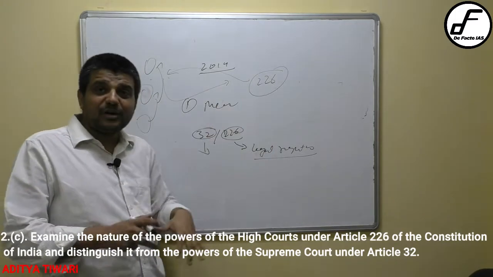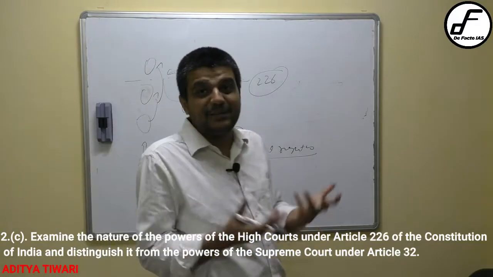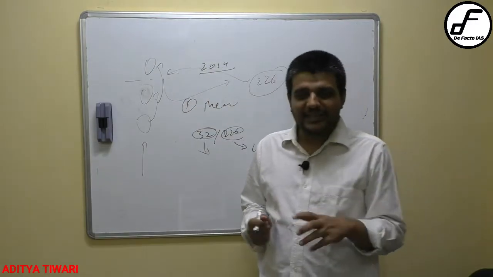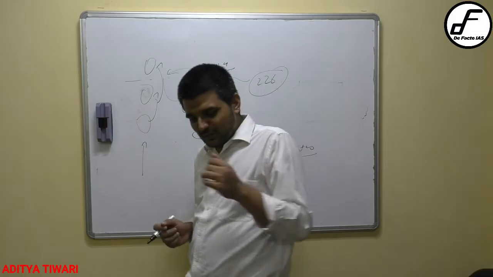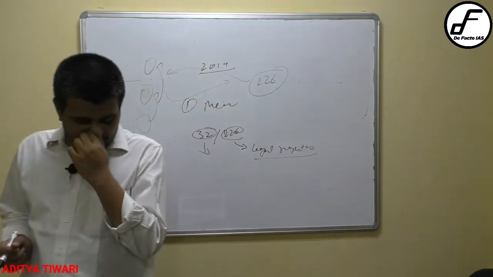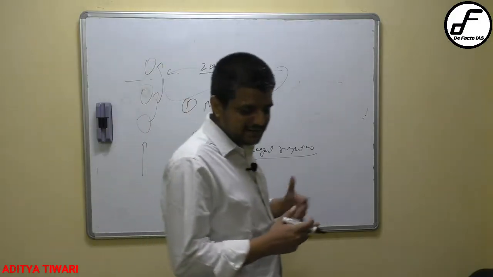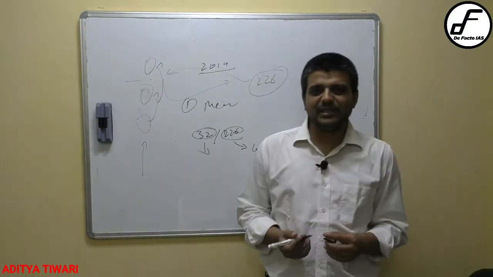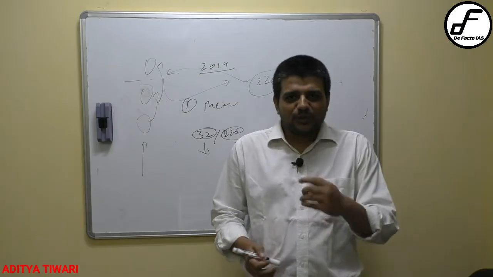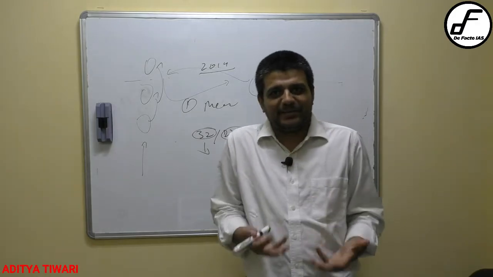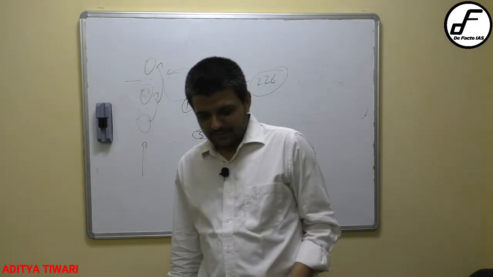In the beginning you have to talk about writs itself: what is the function of a writ, the meaning of a writ. That is something you have to study actually. Mostly students study that the 226 power is wider, the other is smaller, and they are done away with it. But that makes the answer very generic. So the answer should have some extra element, so that it will create a difference.